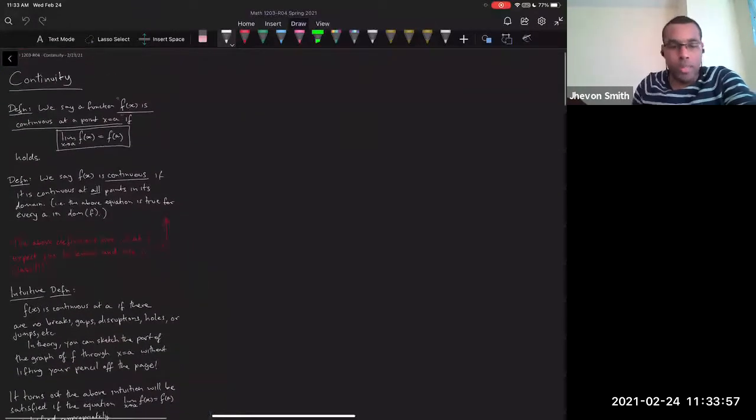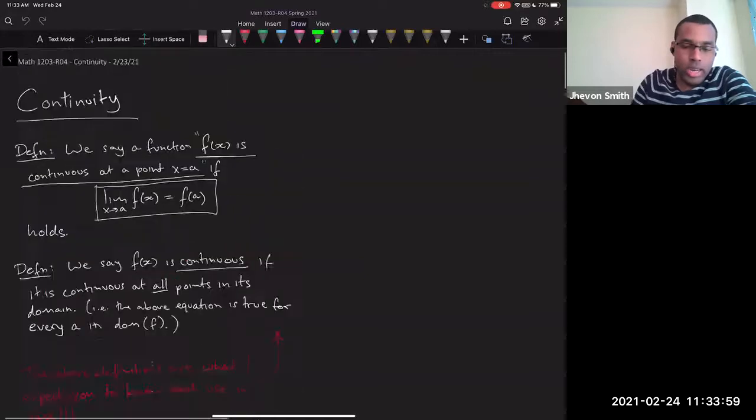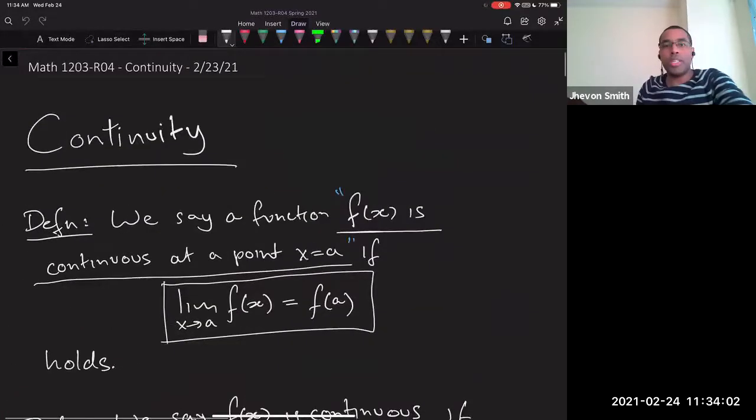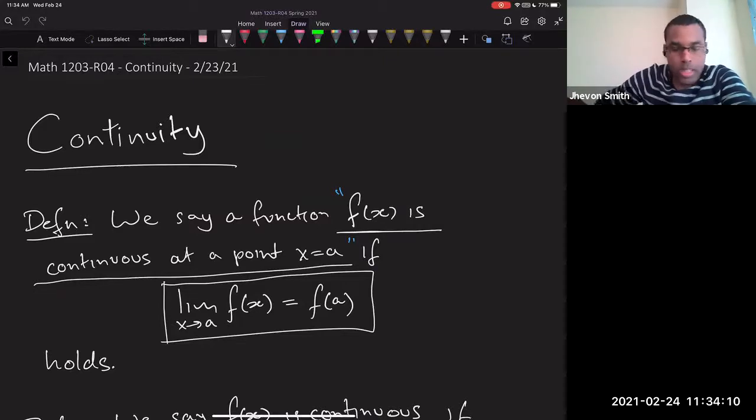Very intuitive notion. The notion that something has no disruptions, no breaks, no holes, no gaps, can, in theory, be drawn without lifting your pencil off the page. It turns out that for that to occur, mathematically, all we have to verify is this equation that I have in a box right here. The limit as x approaches a of f of x is equal to f of a.